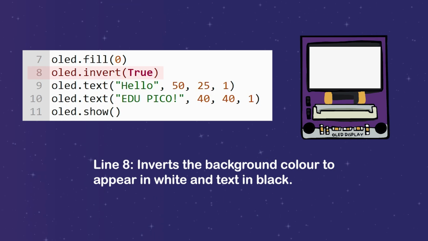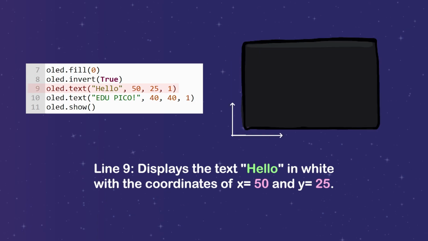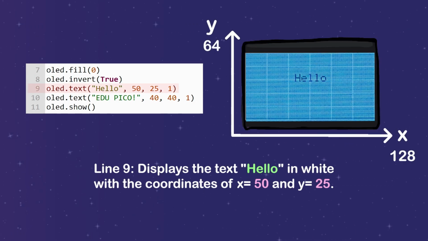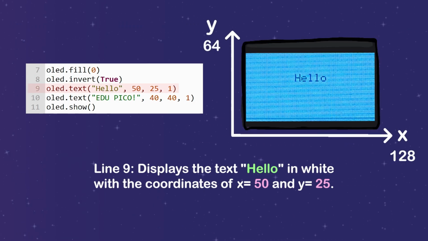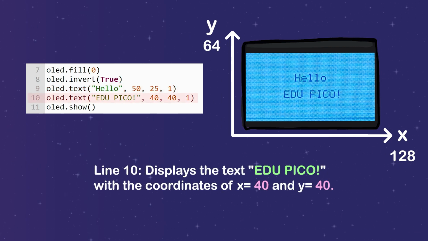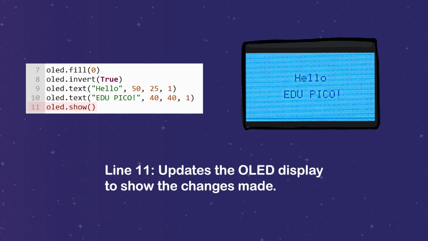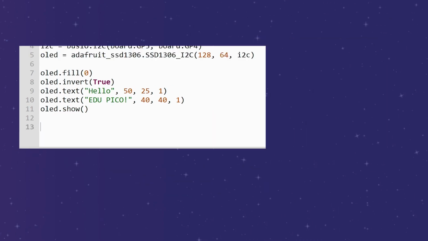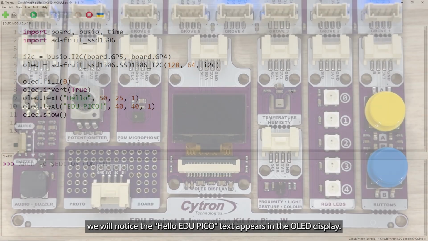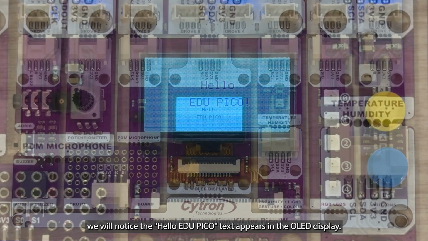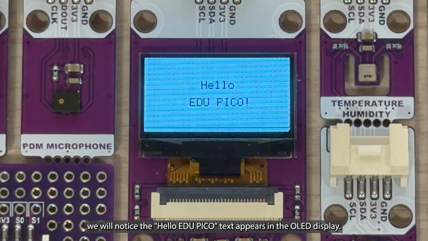Line 8 inverts the background color to appear in white and text in black. Line 9 displays the text "Hello" in white with the coordinates of x equals 50 and y equals 25. Line 10 displays the text EDU PICO with the coordinates of x equals 40 and y equals 40. Line 11 updates the OLED display to show the changes made. Now, once we run the code, we will notice the "Hello EDU PICO" text appears in the OLED display.